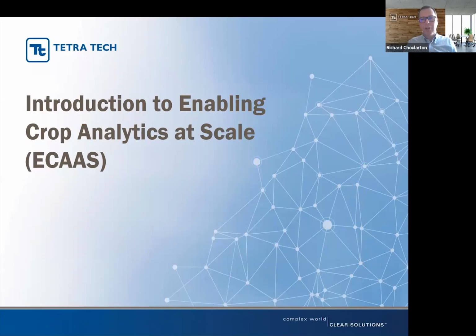So that's all of the preliminaries done. We're going to talk a little bit briefly about the Enabling Crop Analytics at Scale initiative to give everyone a sense of what it is. And I'm going to pass over in just one second to Stuart from the Bill and Melinda Gates Foundation, who's going to tell us where this initiative came from.